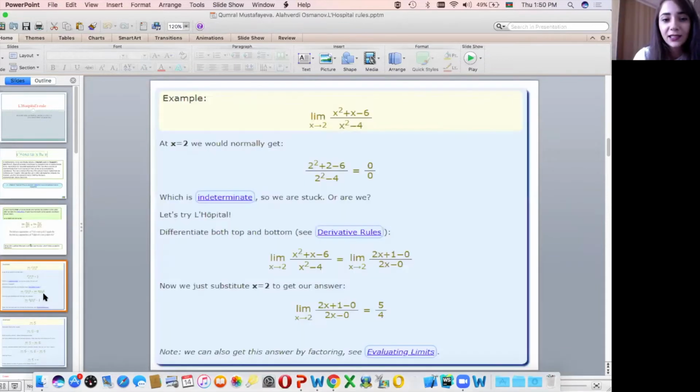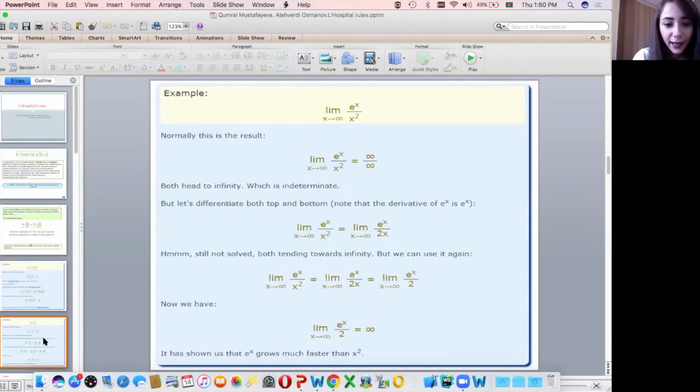And next, this is the example. You talk about it, but you don't need to explain the example. I think it's clear. And next slide.